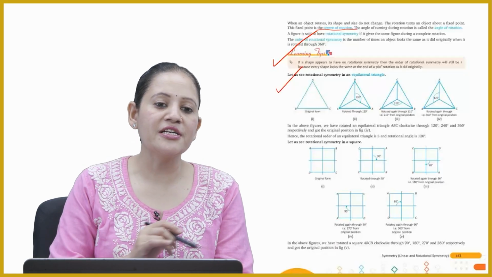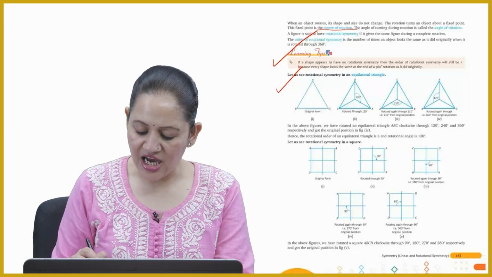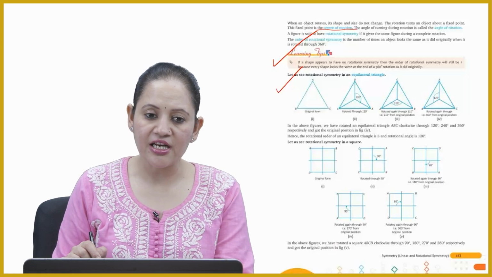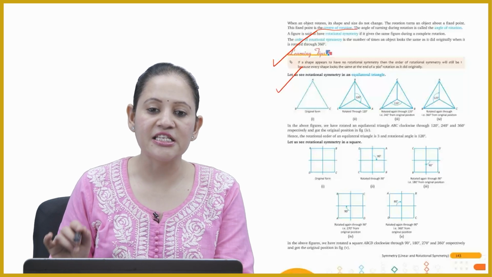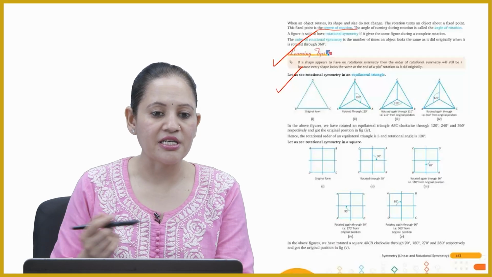So this is an equilateral triangle, all three sides are equal. Now we are moving into 120 degree, rotating it at 120 degree, then 240 degree and then 360 degree. So 3 times it has order 3 of rotational symmetry.